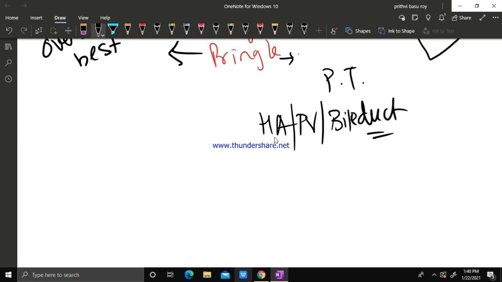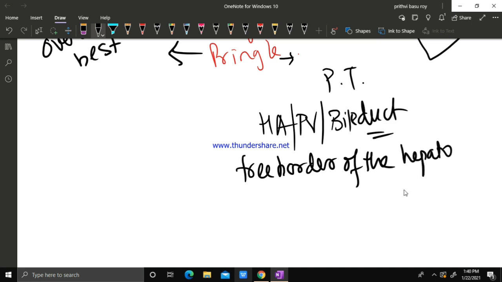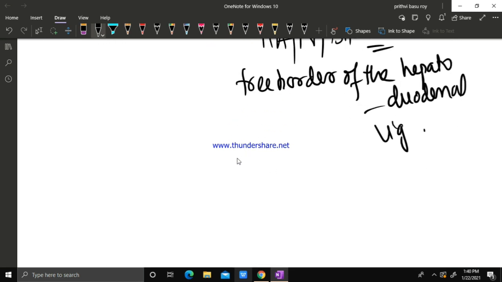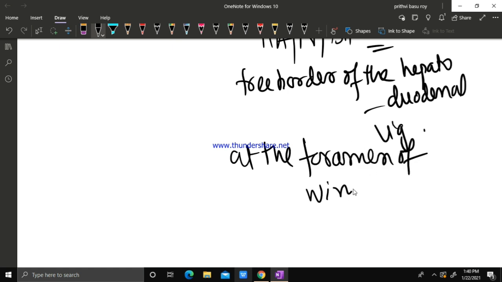You're going to compress them as they emerge from the free border of which ligament? Free border of the hepatoduodenal ligament. Okay, you read this, which is nothing but at the foramen of Winslow. Now, foramen of Winslow is the epiploic foramen, the same thing. You have these structures and you're going to compress them.